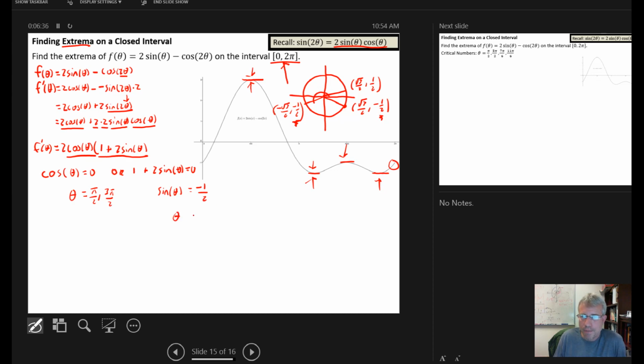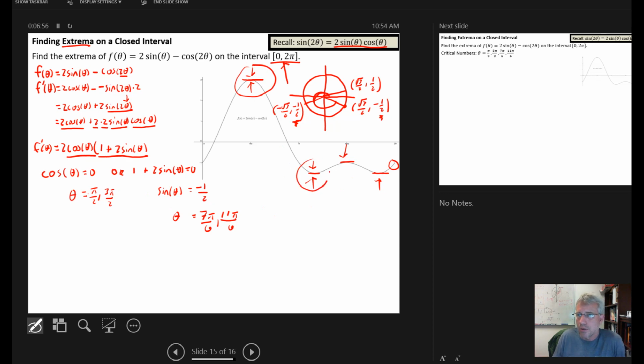So theta equals 7 pi over 6, or rotating theta all the way through to here, that angle is going to be 11 pi over 6. So 11 pi over 6. So we get 4 critical numbers, which matches what the picture is leading us to expect.